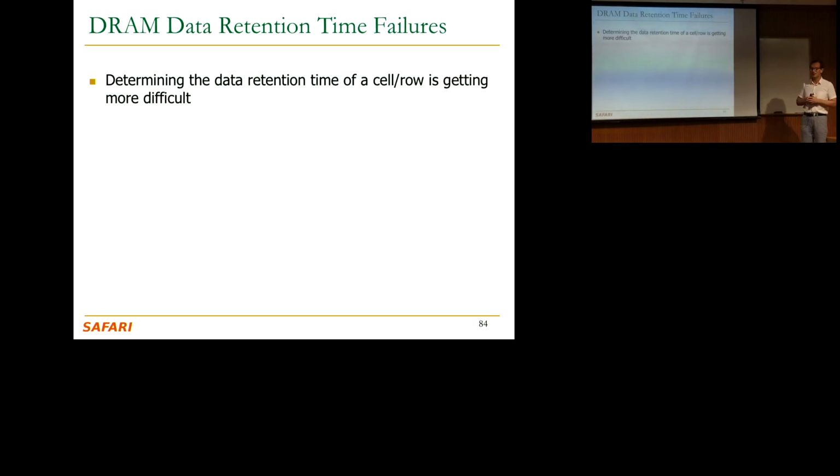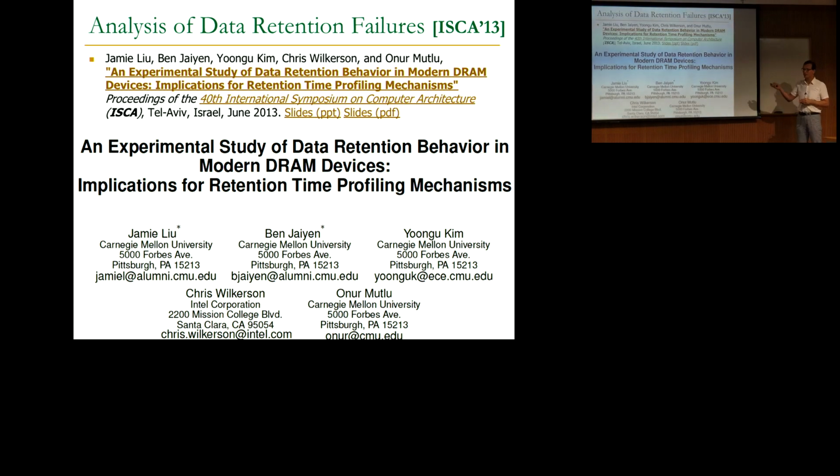So the key problem is determining the data retention time of a DRAM cell or a row is getting more difficult over time. As a result, these may be slipping into the field. And we've done this study. I'm going to tell the story a little bit backwards because this is a study that we've done experimentally after we proposed an idea. And we figured out that the idea doesn't necessarily work in real life.